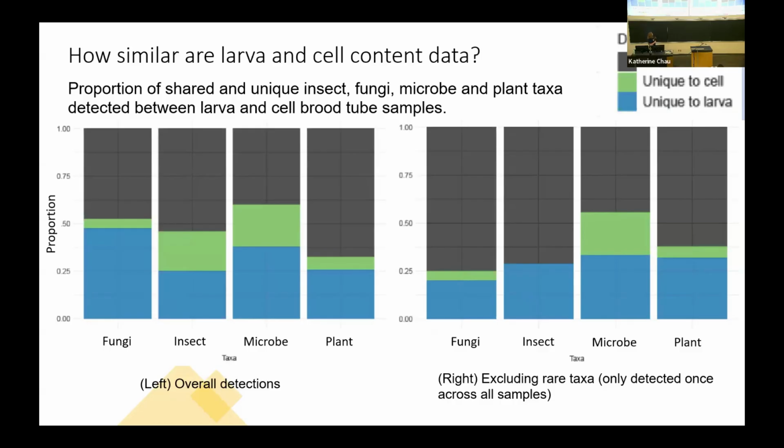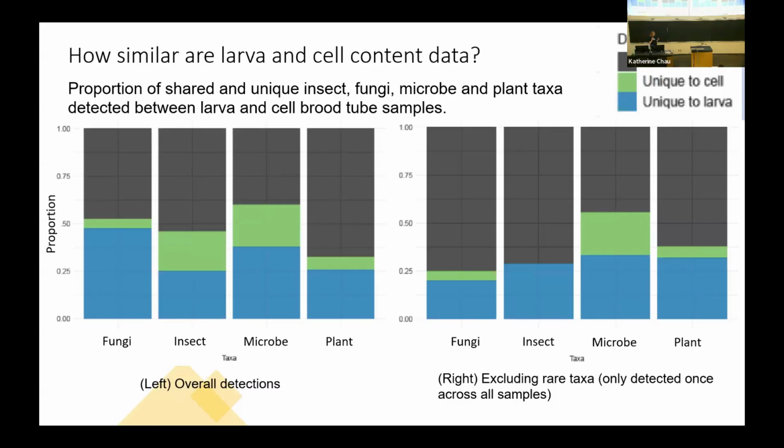So the 4 columns on the left are overall detections, everything that we detected within the samples, whereas the right columns are all ones where we've excluded the rare taxa. So taxa, like genera, that were only detected one time in the entire data set. I included both because there is actually a difference once you exclude the rare genera.